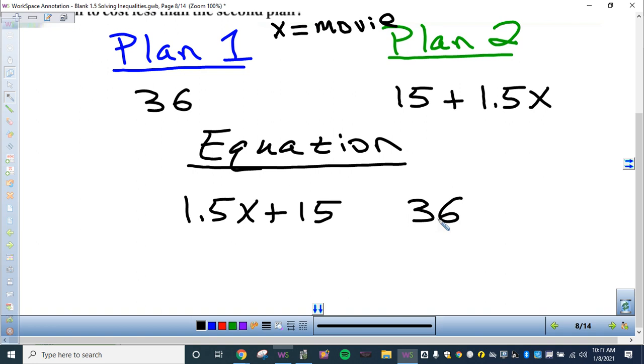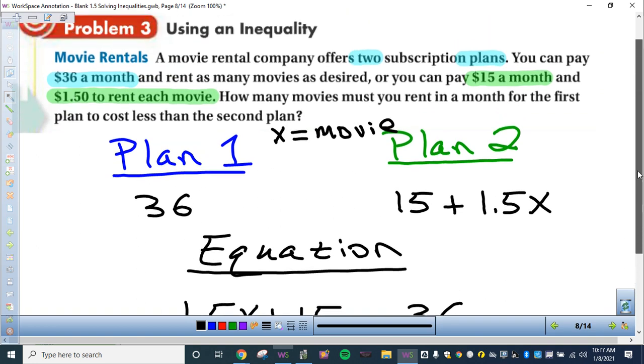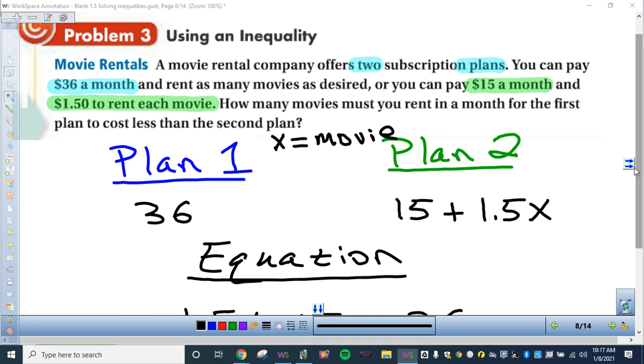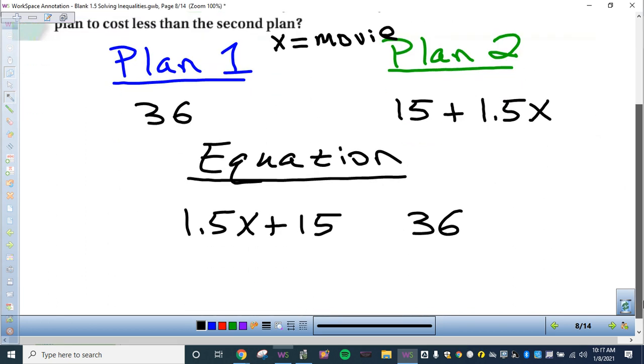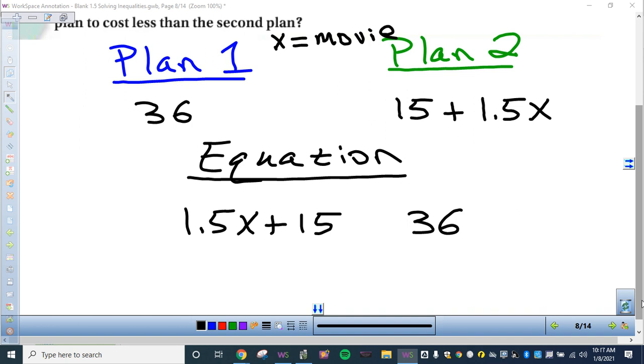So now I'm going to go back up and look at the problem and try to figure out which way that inequality goes. Because I think it's kind of confusing to figure out which way it goes. How many movies must you rent in a month for the first plan to cost less than the second plan? So we want the first plan to be less, so the pointing part has got to point towards that first plan.